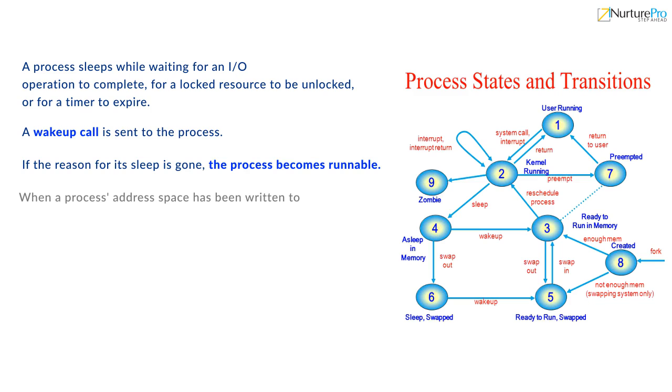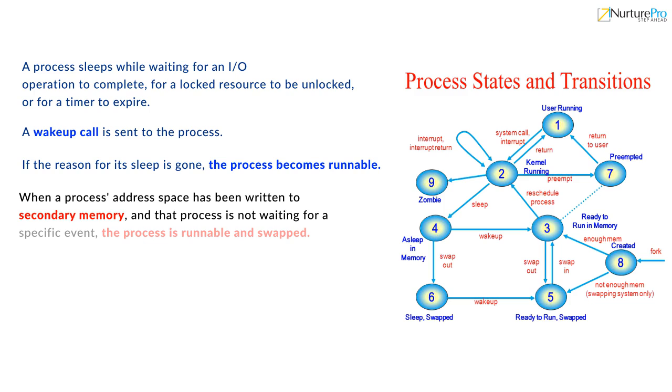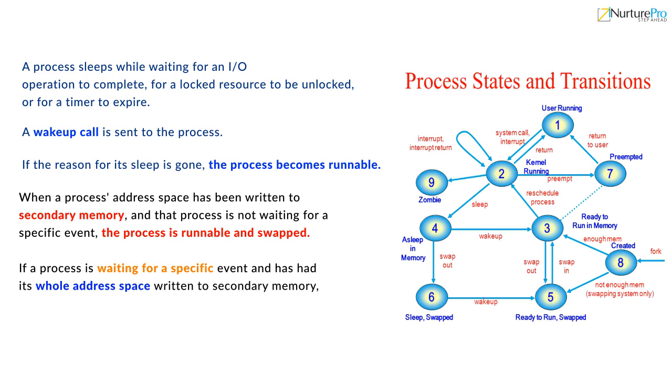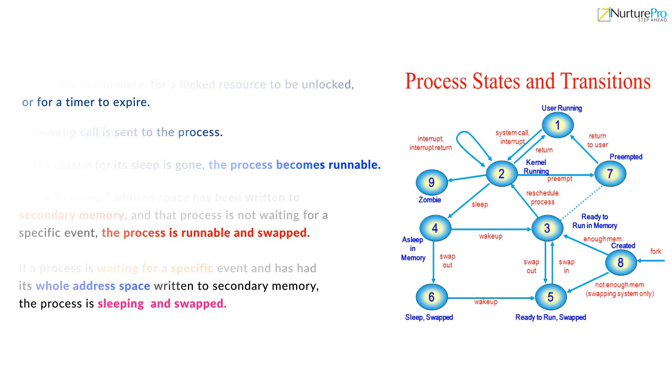When a process address space has been written to secondary memory and that process is not waiting for a specific event, the process is runnable and swapped. If a process is waiting for a specific event and has had its whole address space written to secondary memory, the process is sleeping and swapped.